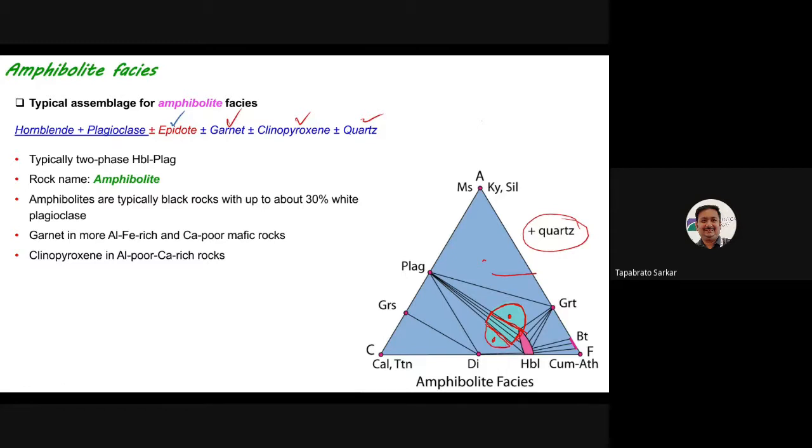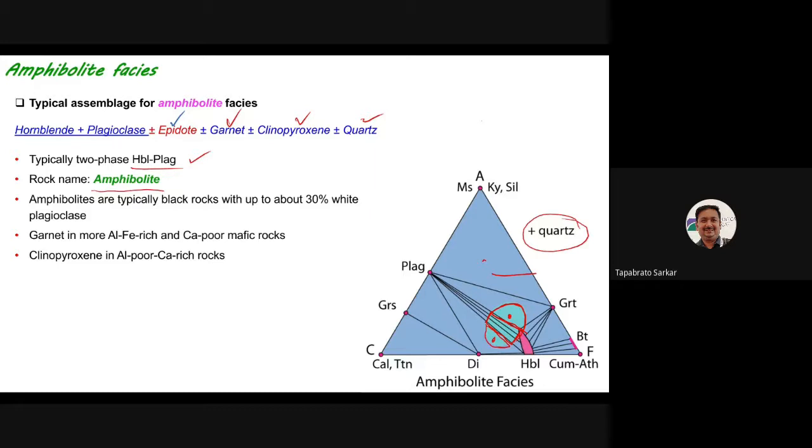But whatever you do, if you have this stability diagram, ACF diagram, wherever the composition is within this shaded region, plagioclase and hornblende is the must. So typically two phases, hornblende and plagioclase, that's the characteristic of the amphibolite facies. More important, the rock name is amphibolite. So the metamorphic rock of mafic bulk composition, which forms in the amphibolite facies, is called amphibolite.